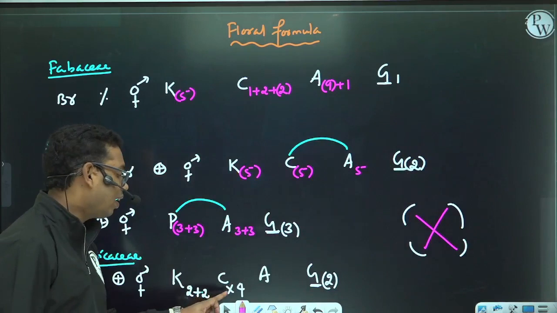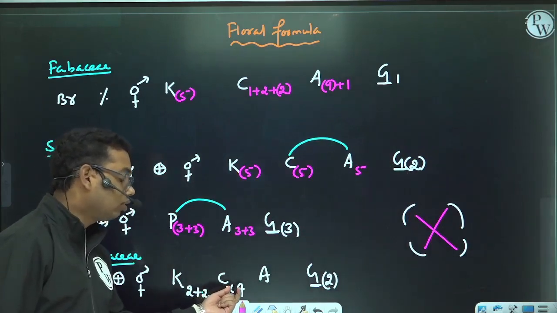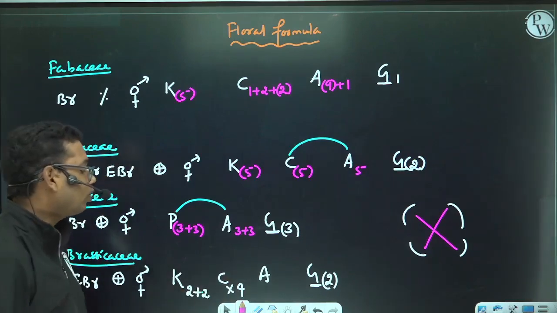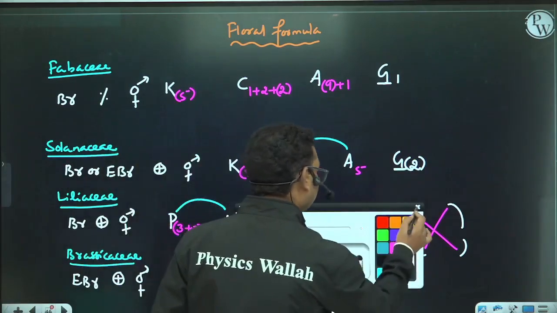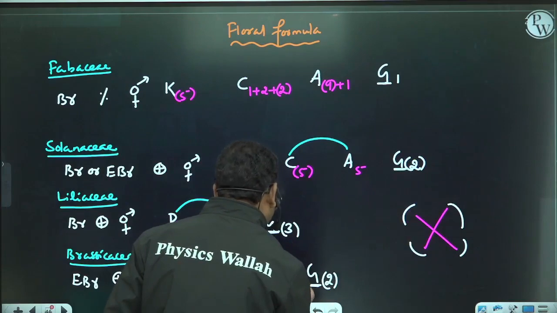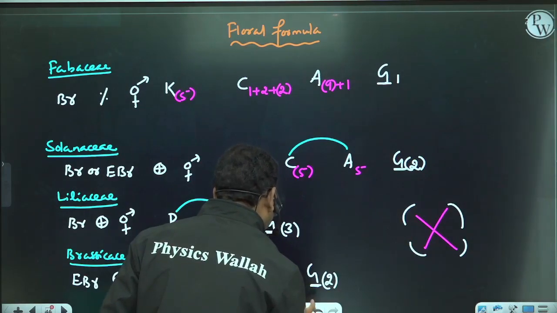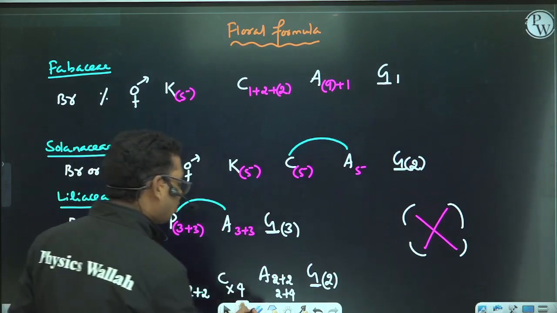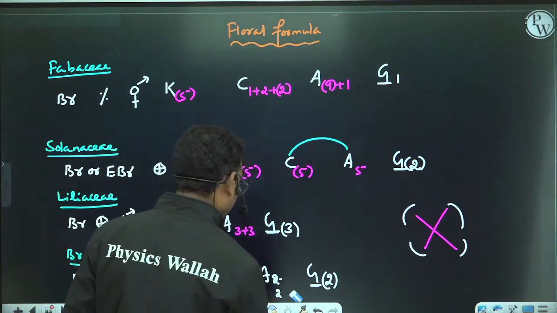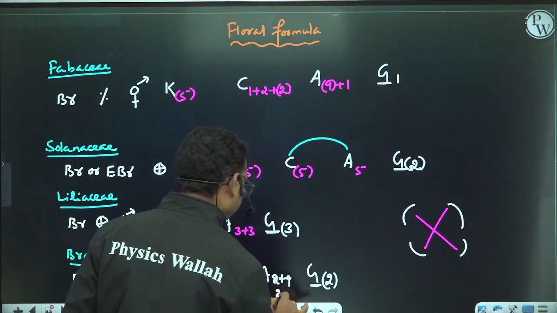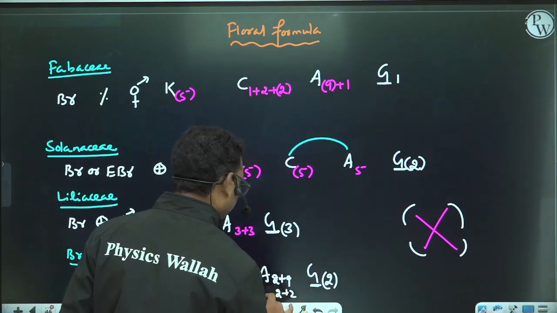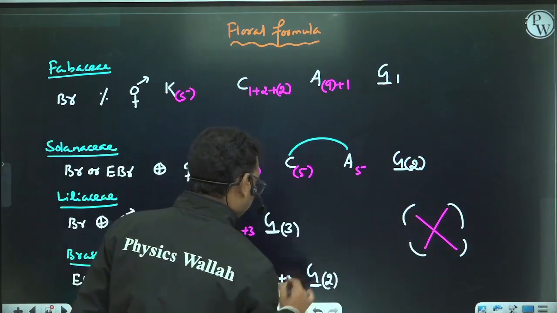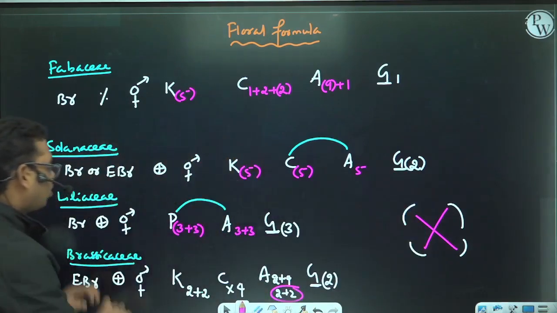So I will say this arrangement is called as cruciform arrangement. Okay, what about the stamen? The stamens are 2 plus 2 or 2 plus 4. It can be 2 plus 2 or it can be 2 plus 4. Okay, and in most of the cases it is 2 plus 4. Okay, so this is the floral formula.